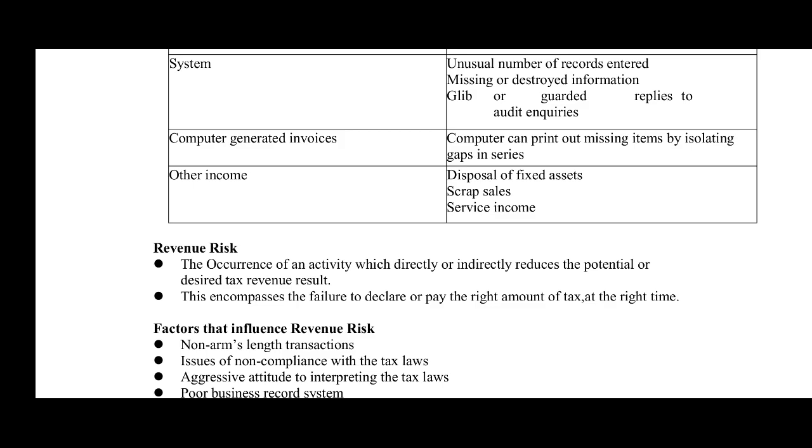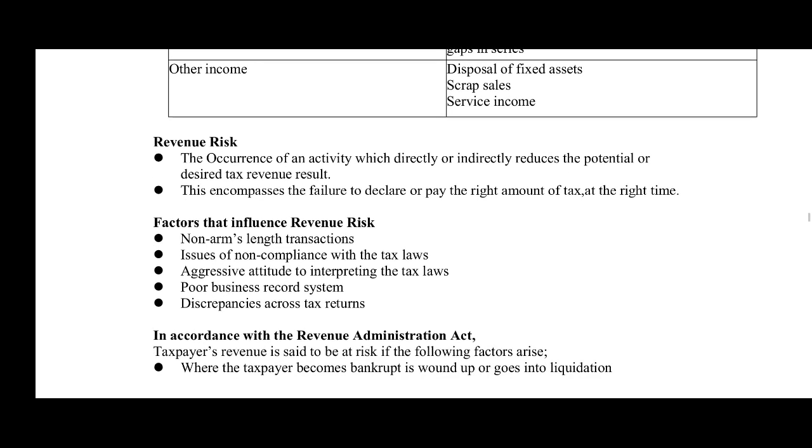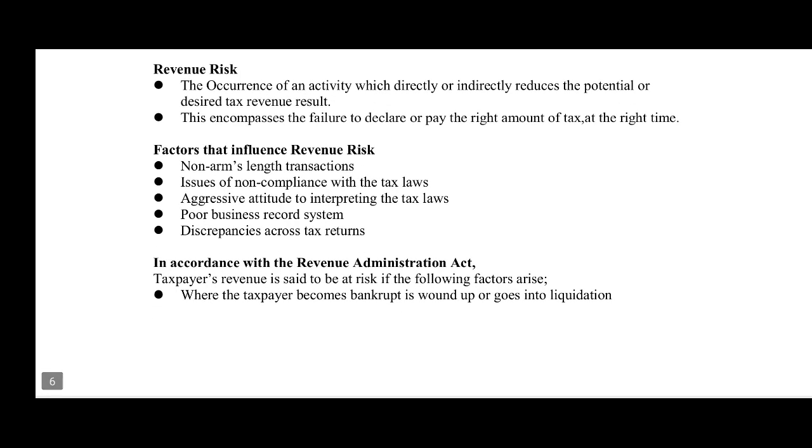Then other income, we have to look at disposal of fixed assets, scrap sales, and service income, which may have risks associated with them. Now, let's look at what we call revenue risk, another type of risk which we might look out for. This is the occurrence of an activity which directly or indirectly reduces the potential or desired tax revenue result. So if it is going to reduce revenue to government, then it's a revenue risk. So this encompasses the failure to declare or pay the right amount of tax at the right time. So what are the factors that influence revenue risk?